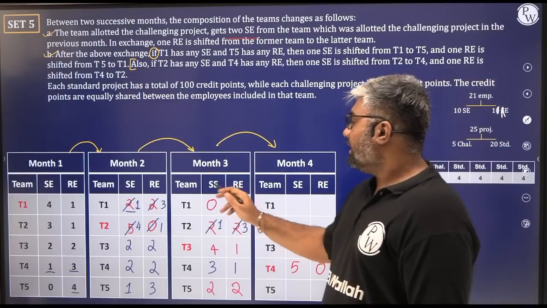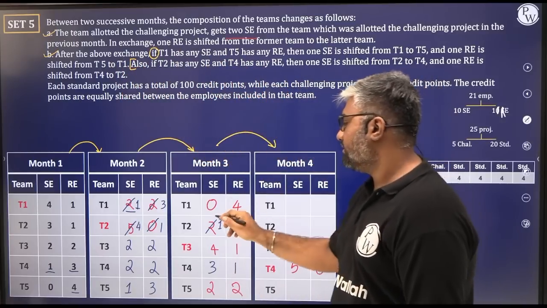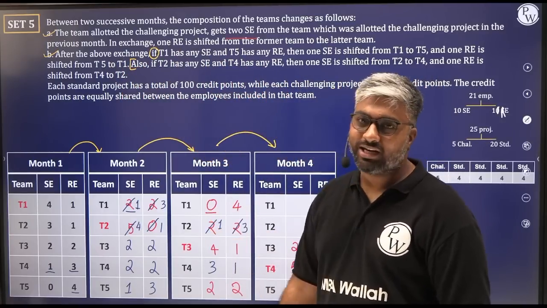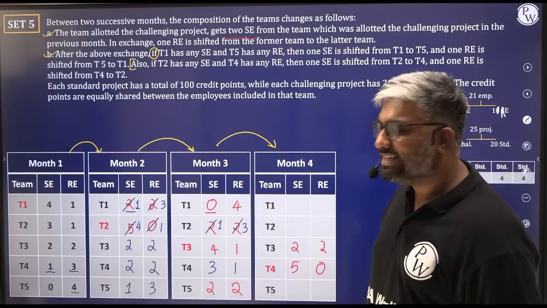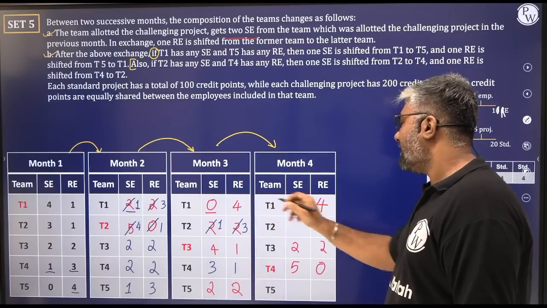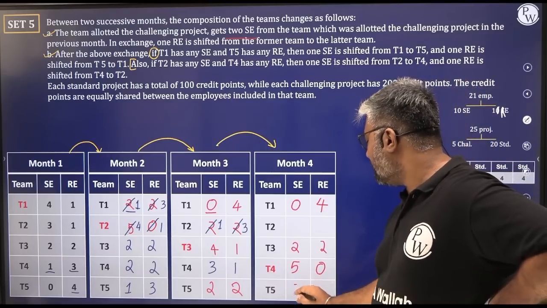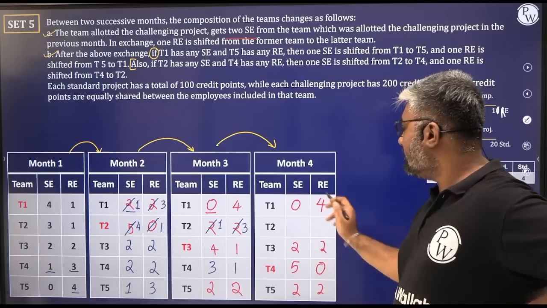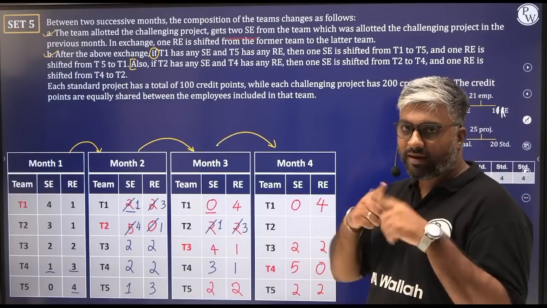Why? If T1 has any SE... unfortunately T1 does not have any SE, so T1 और T5 के बीच में बल्ले बल्ले, no need to do the exchange. So I was very happy when I first did this set कि वाह यार T1 और T5 का और कोई headache नहीं है. So T1 and T5 will remain the same the way they were, 0, 4 and 2, 2, right?